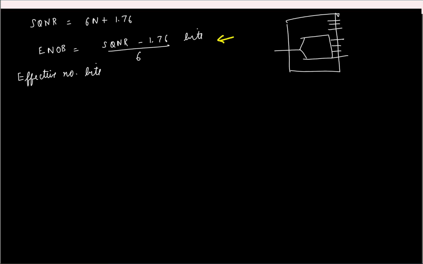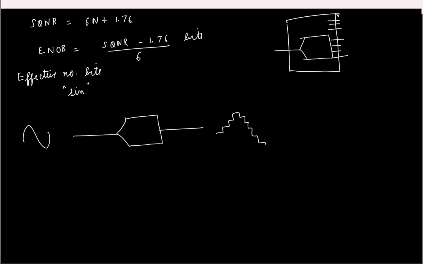So the deal is, first you measure the maximum sinusoidal SQNR you can measure. Again, this is all with sinusoidal inputs. You need to measure the maximum sinusoidal SQNR and then back calculate. So I give a sinusoidal input, I get some quantized sinusoid like this.